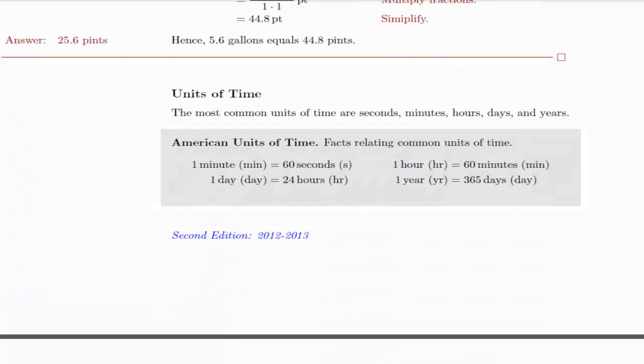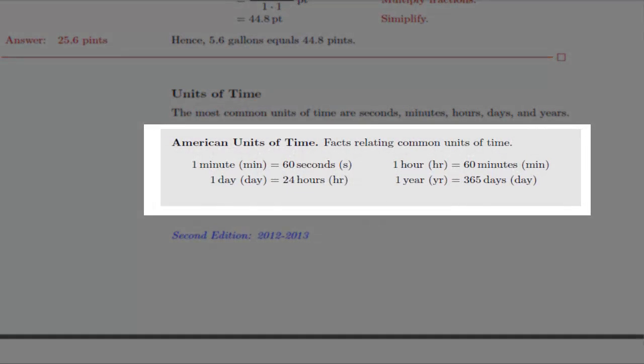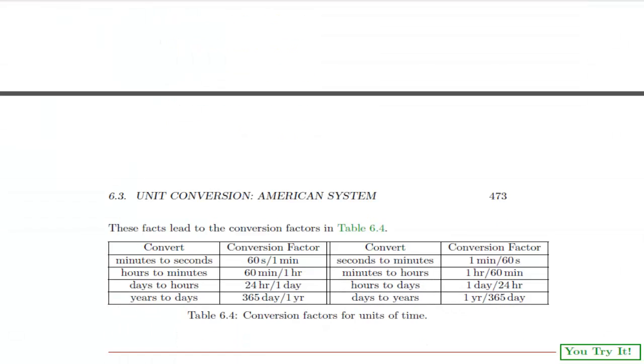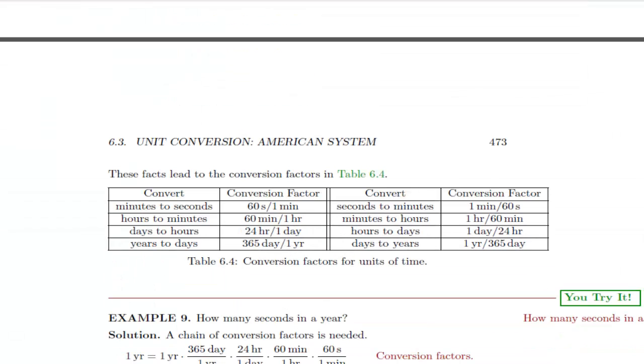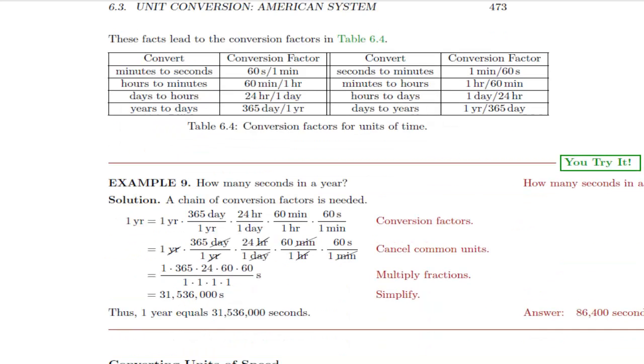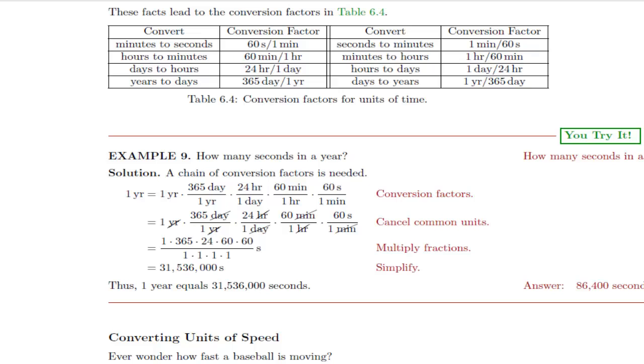Units of time. The most common units of time are seconds, minutes, hours, days, and years. 1 minute equals 60 seconds, 1 hour equals 60 minutes, 1 day equals 24 hours, and 1 year equals 365 days. These facts lead to the conversion factors in Table 6.4. Example 9. How many seconds in a year? Solution. A chain of conversion factors is needed.